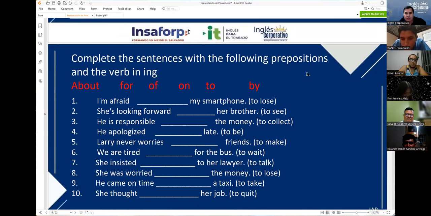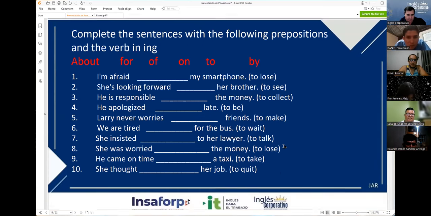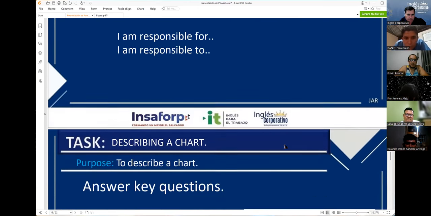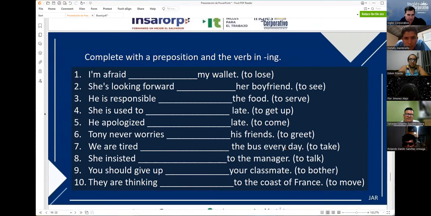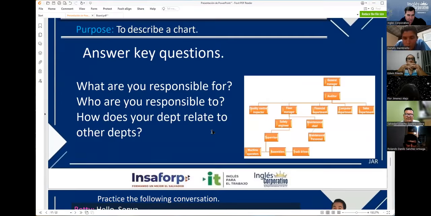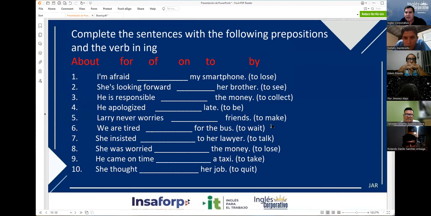Complete the sentences with the following prepositions and the verb in ing. We're going to do two things, but after this one, and this one, because they are connected. Complete with the preposition. This one together. What do we say here? I'm afraid, what? ¿Recuerdan la preposición? I'm afraid. To lose. I'm afraid. Of. Okay. I'm afraid of.